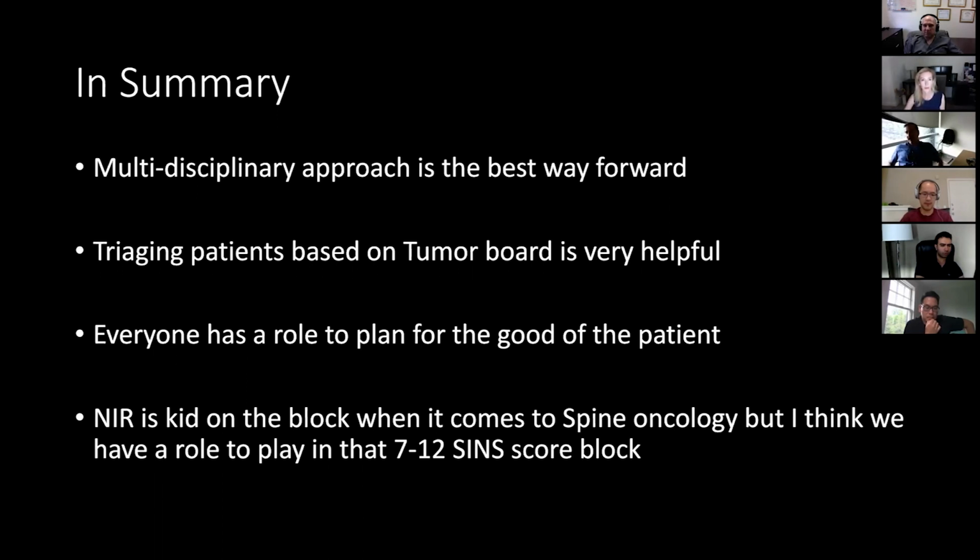So really setting up a multidisciplinary tumor board is probably the best way to move forward, especially if you're treating a whole lot of these patients. And I think everyone has a role to play, and we in interventional radiology are just little kids on the block, but I think we do have to offer some help, especially in that 7 to 12 SIN score range.